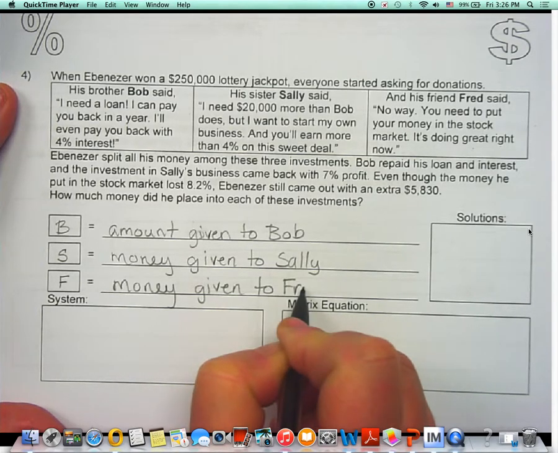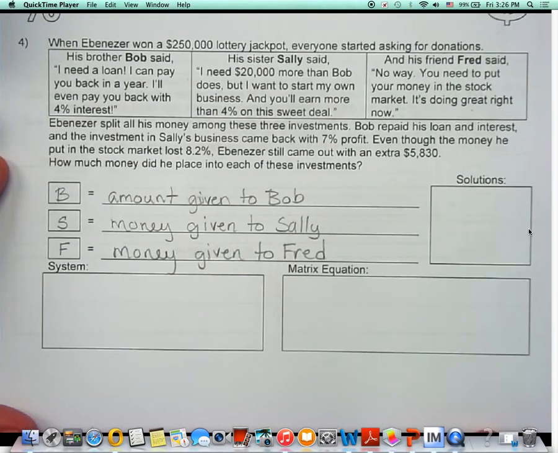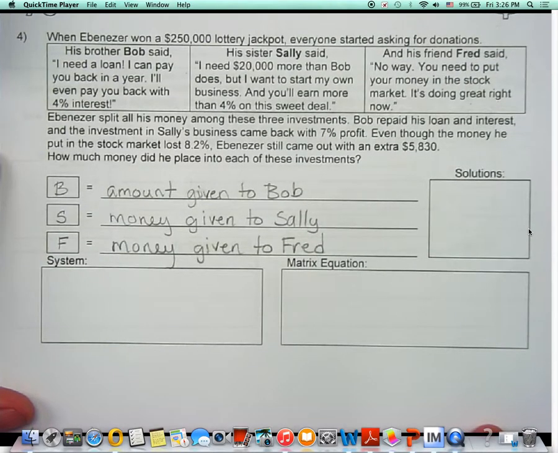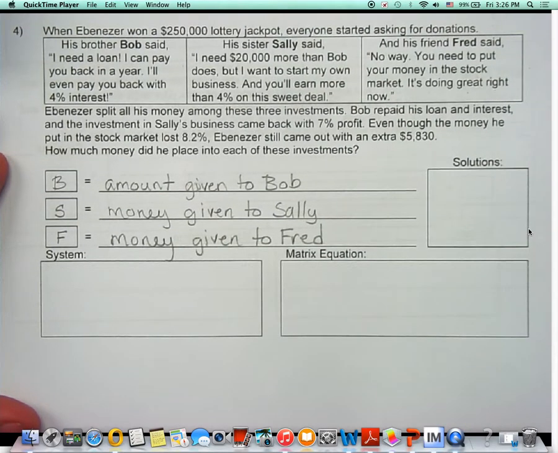These are such plain names, like Ebenezer. Ebenezer, Bob, and Sally are all in the same family. That is kind of weird. Well, technically, Fred's just a friend.